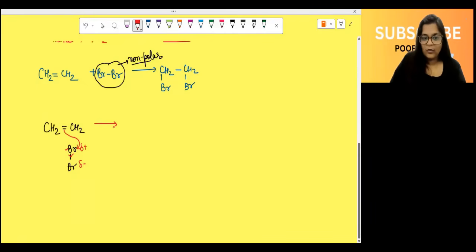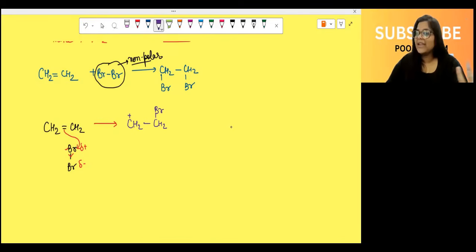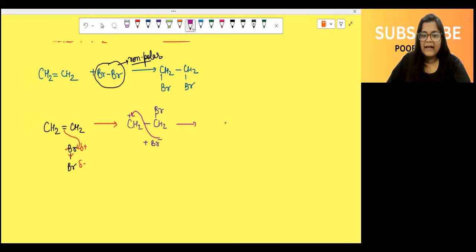So what has happened now? The bromine which is positively charged will go and attack one carbon atom, right? Since the compound we are attacking is a symmetric compound, you can attach this bromine to any carbon no matter what, right? So this is the condition, plus you have Br negative left over. Now this Br negative is going to attack this carbocation and form the compound CH2Br-CH2Br.